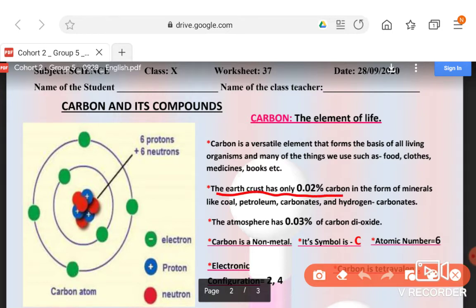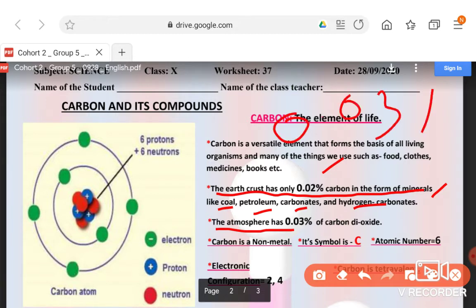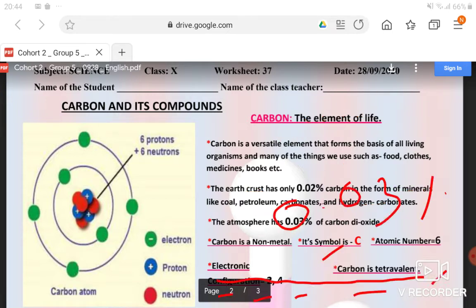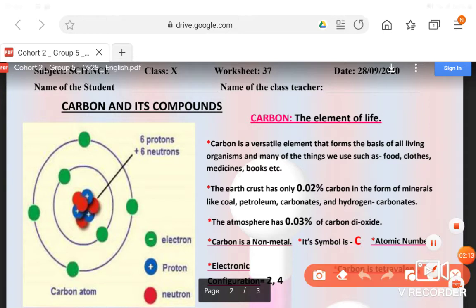The earth crust contains only 0.02% of carbon. Means out of 100 only 0.02 is contained on earth crust in the form of minerals like coal, petroleum, carbonates, and hydrogen carbonates. The atmosphere also has only 0.03%, means out of all 100 it is only 0.03% of carbon in the form of carbon dioxide. Now some basics of carbon you should know.